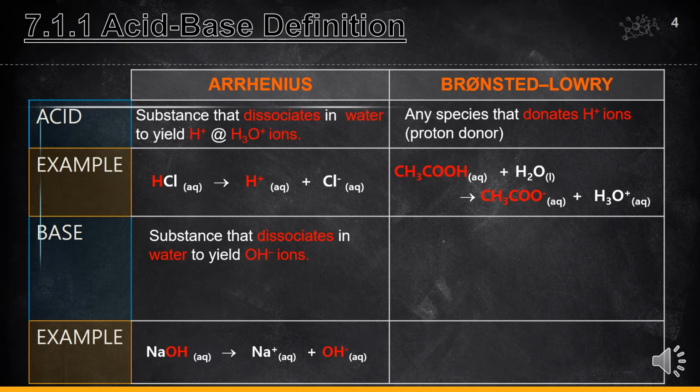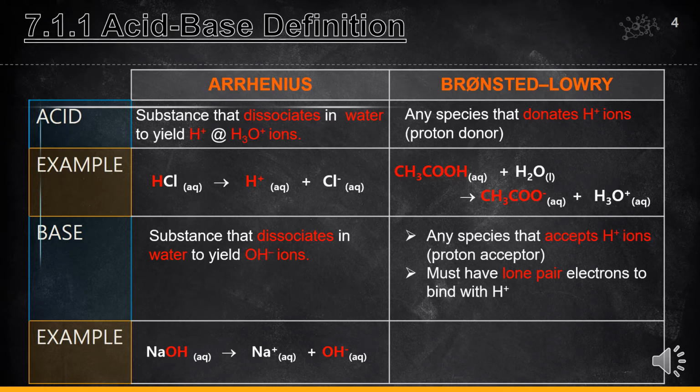In contrast, the Bronsted-Lowry base is any species that accept proton H+ ion, and they must have the lone pair electrons to bind with the hydronium ion. As an example, ammonia will accept a proton H+ from water molecule and form ammonium ion NH4+. So, ammonia as a proton acceptor is a base.